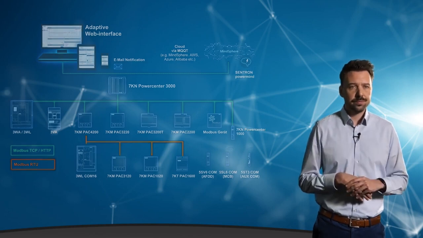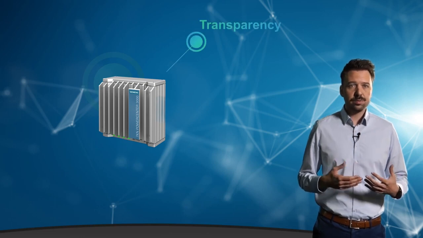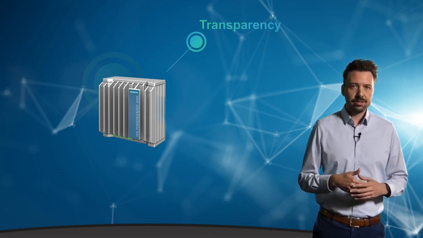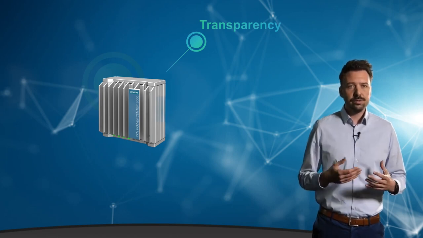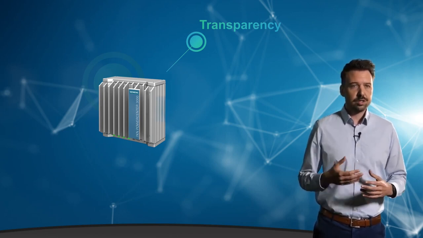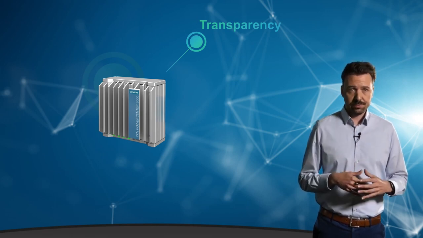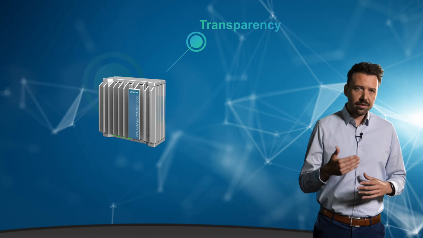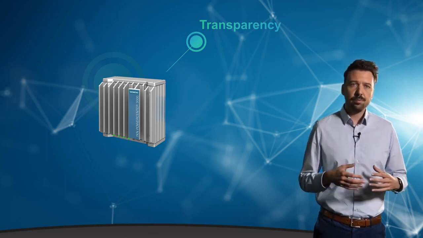Let's summarize the highlights of Powercenter 3000 once again. First of all, I would like to emphasize the topic of transparency. Transparency of the power distribution board through status information, but also through power values. These power values are used to implement an operational energy management and, for example, to carry out the ISO 50001 certification. But they naturally also enable access to all data in a protected and secure way from anywhere and at any time.